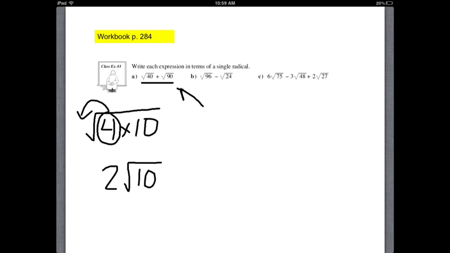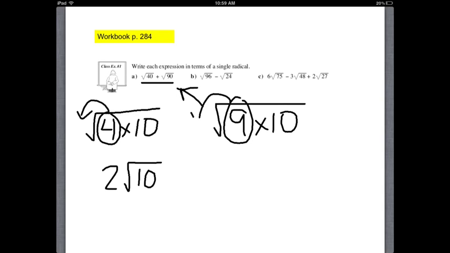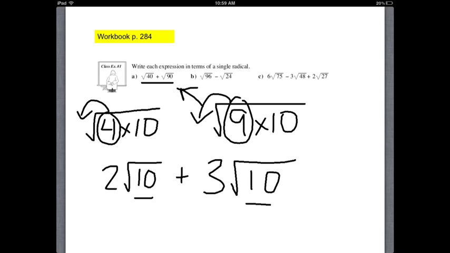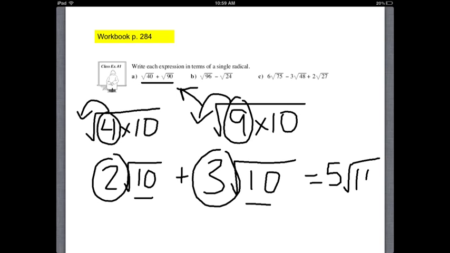Same with 90. If you pull this apart, you've got 9 times 10. With 9 being a perfect square, that can be brought out, and now that is 3 root 10. The cool part about that is that the radicands are now the same, and so now you can add the coefficients. So your answer here is going to be 5 root 10. Be careful, you don't do anything to the radicands. They're almost like denominators in a fraction.